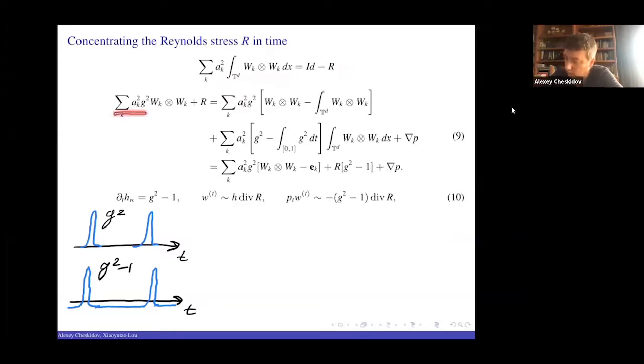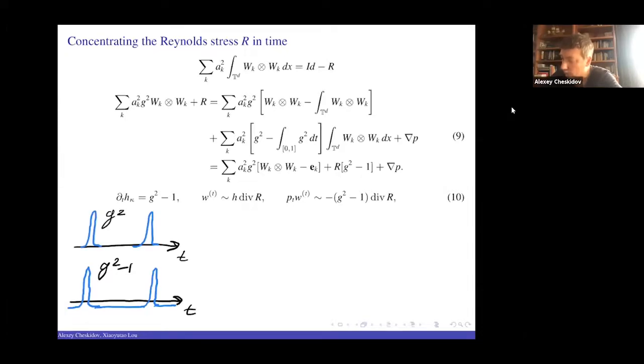And then what happens to the perturbation? This is the perturbation omega. So this is omega times omega. The first step is very common: we just subtract the average of the interactions, to kill the Reynolds stress up to some pressure gradient.